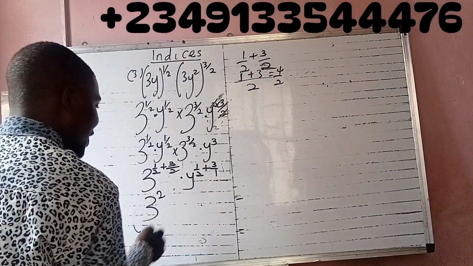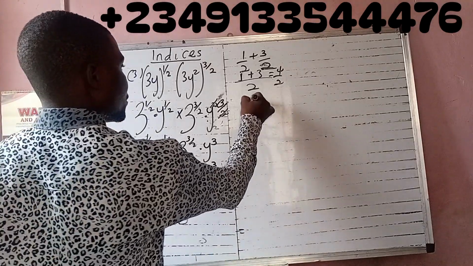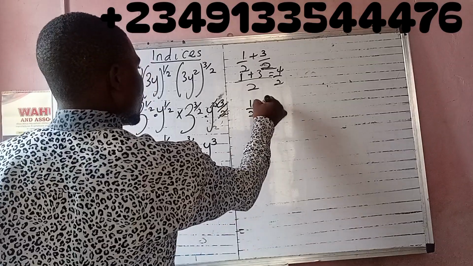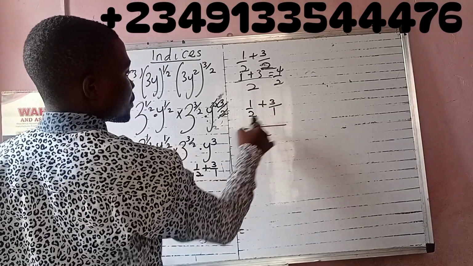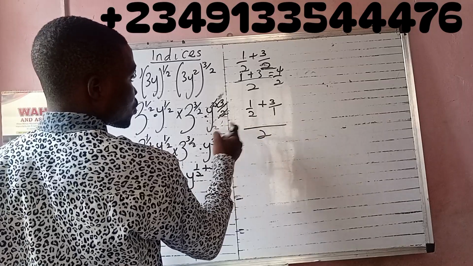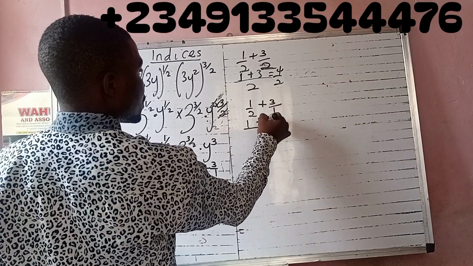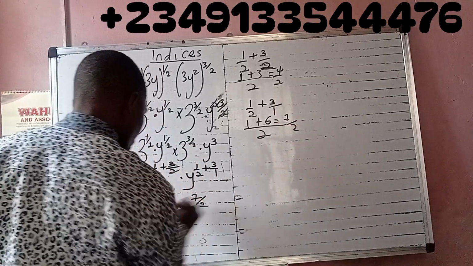It looks more interesting, right? So let's solve this one. 1 over 2 plus 3 over 1. The same to pick only 1. So LCM of 2 and 1 is what? 2. 2 into 1, 1 times 1, 1. 1 into 2, 2 times 3, you have 6. So you have 7 over 2.